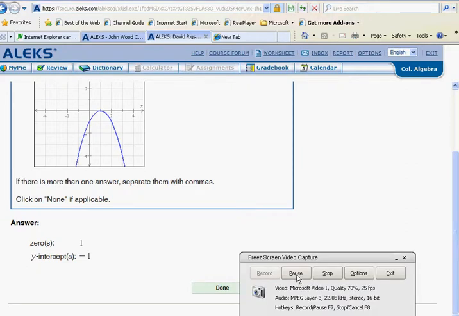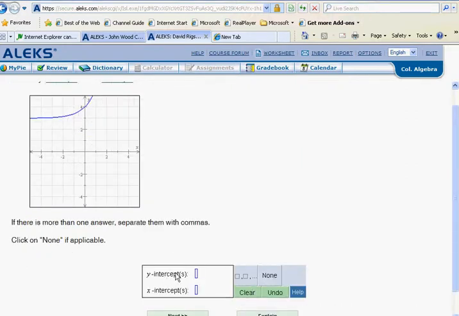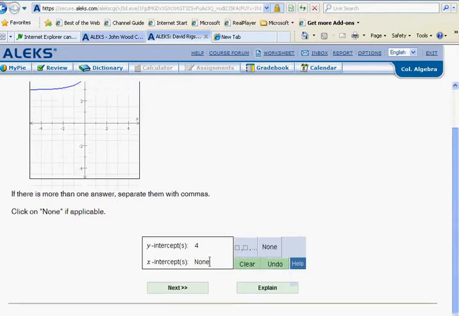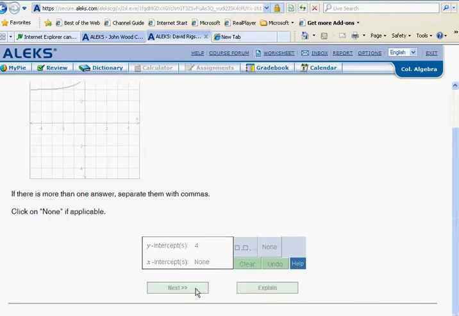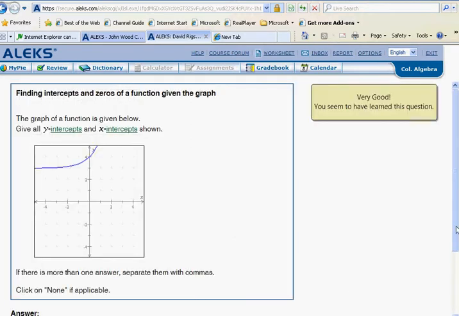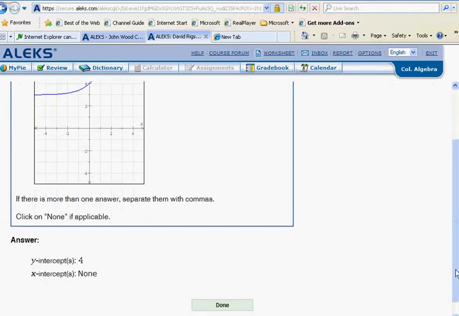On this one, notice once again we're back to calling it x and y intercepts. And in this case, the y-intercept we can see here is at 4 because that's where the function crosses the y-axis. But notice here that the function does not cross the x-axis. There is no x-intercept. There is no zero of the function. And so we would click on none in this case. And so watch out for that one. This is finding x and y-intercepts as well as zeros of the function in ALEKS College Algebra.